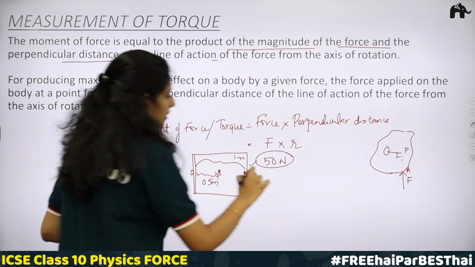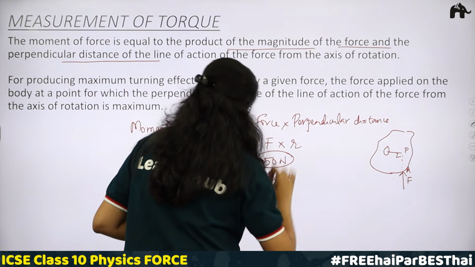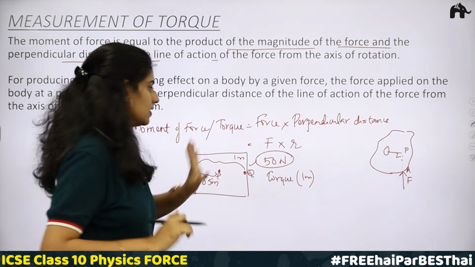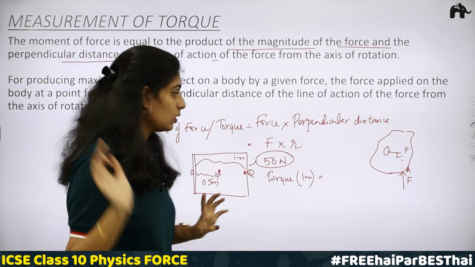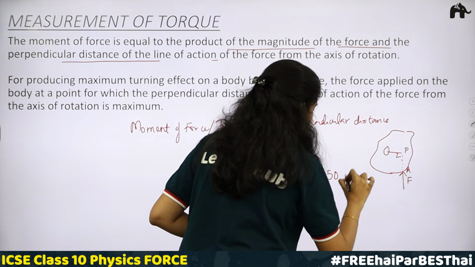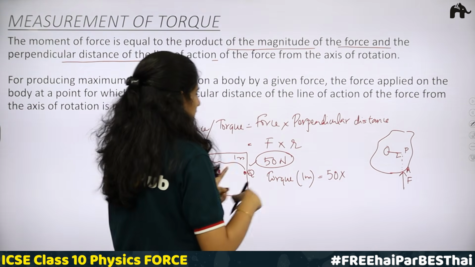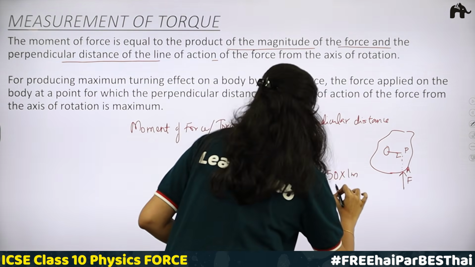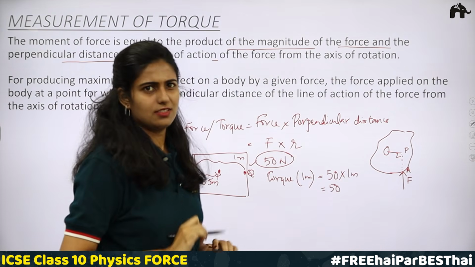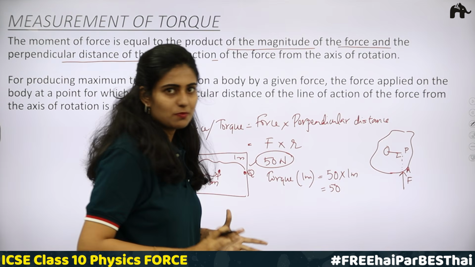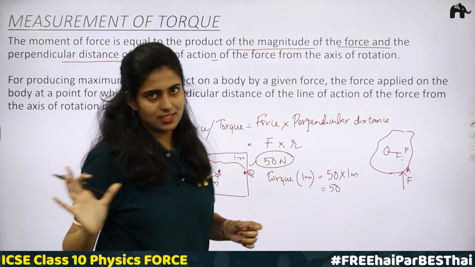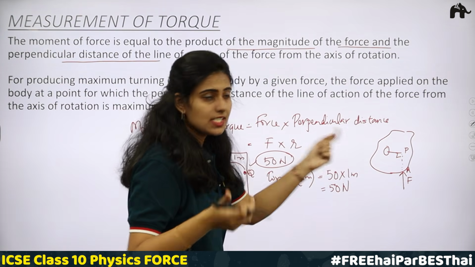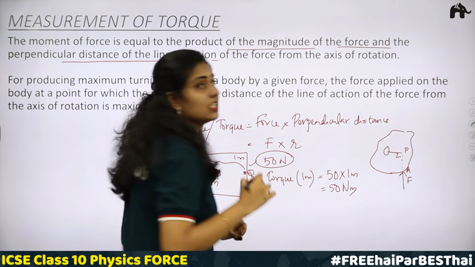In the first case, what will be the torque? We are considering the point at 1 meter distance. What is the torque? Force into perpendicular distance. Force is anyway equal to 50 Newton, into distance of 1 meter. You will get 50 into 1, which is 50. Now, what will be the unit? Torque is the product of force and perpendicular distance. The unit of force is Newton and the distance unit is meter. Therefore, the unit of torque is Newton meter.